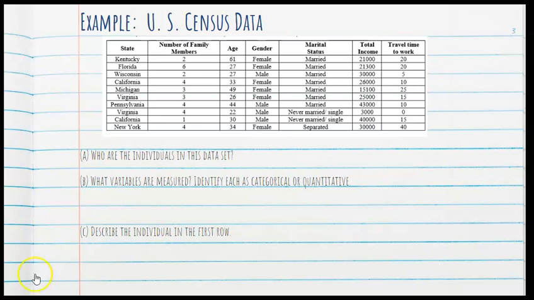But the first example is about some U.S. Census data that we have. So here's a table of data, lots of information in here. You can see states, number of families, age, gender, marital status, income, travel time to work. So some questions you might see. Who are the individuals in the data set? What does each row represent, basically?